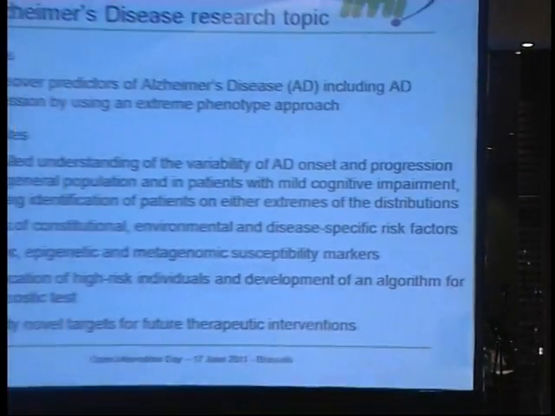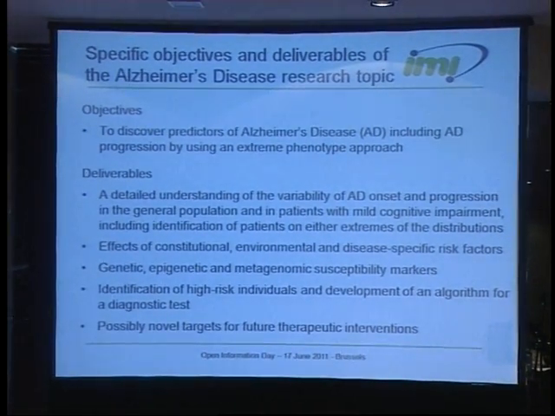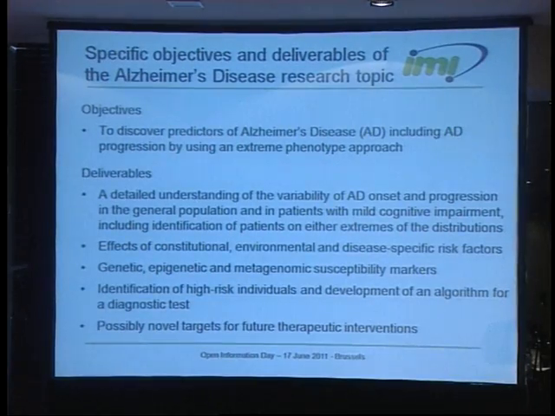Okay, so that was very briefly the setup for the obesity project. I'll do now the same, perhaps a little bit quicker, for Alzheimer's disease. The objective here is to identify predictors of the onset of Alzheimer's disease. Number one, the onset of Alzheimer's disease in the general population. Number two, the onset of Alzheimer's disease in a higher risk population, like the mild cognitive impairment population. And then also the progression of Alzheimer's disease.